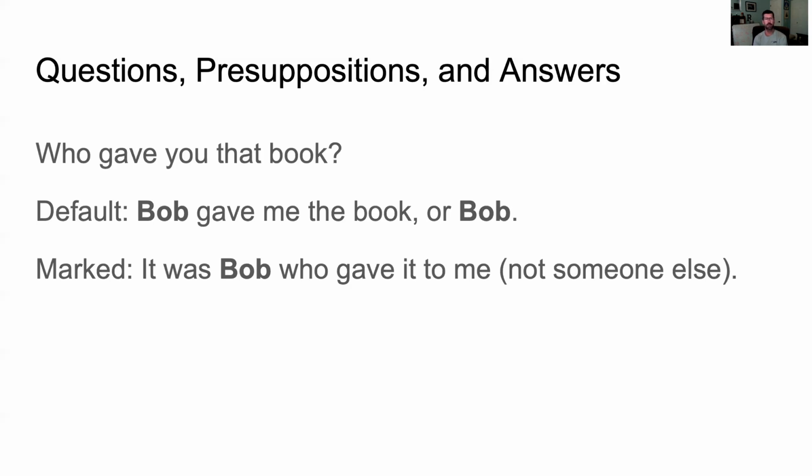But we would only use this marked construction in a context where I was correcting someone, where someone believed that it was Jill or Sue or someone else who gave me the book, not Bob. And again, because who gave it to me is pragmatically presupposed, a lot of times we would just leave that out. It was Bob.